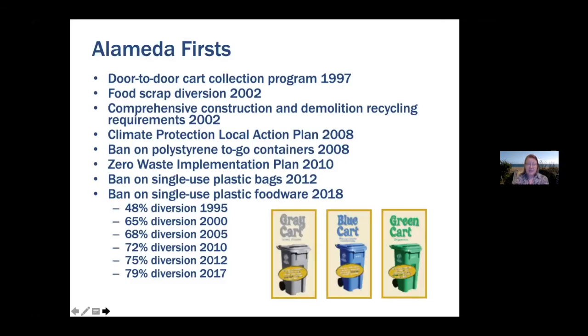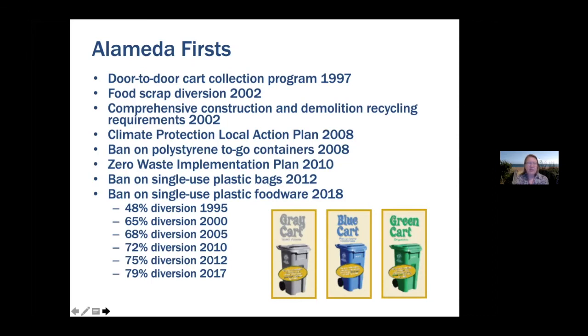So Alameda is a leader in zero waste. We had our first door-to-door cart collection program in 1997 and food scrap diversion in 2002. So we've had almost 20 years of demonstrating that you can separate your recyclable and compostable materials and get those back to the economy or the soil.